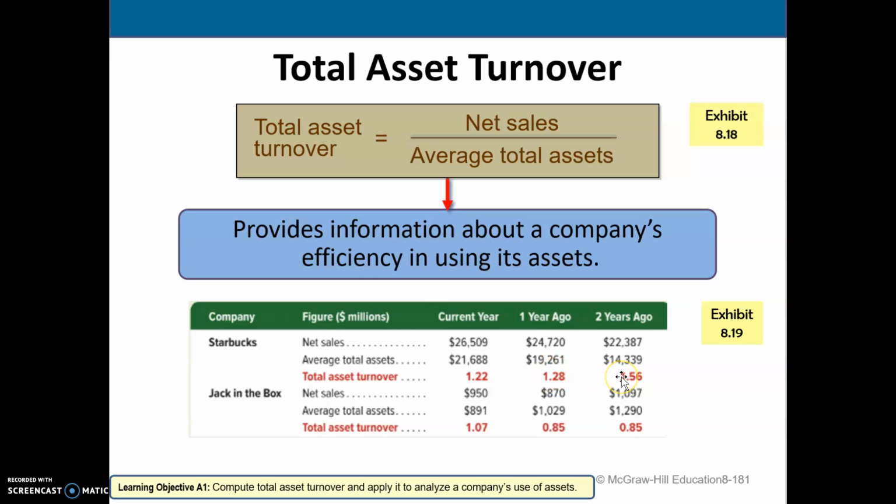And so we can see Starbucks is doing much better, but when we compare it to 2 years ago, 1 year ago, we can see it's trending downward. So that is an area of concern. At least with Jack in the Box, we saw it increasing from last year to this year. And so this is just, as I said, giving us an idea on the effectiveness of our use of assets.